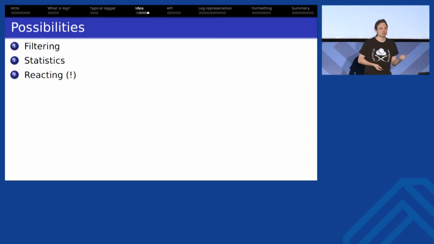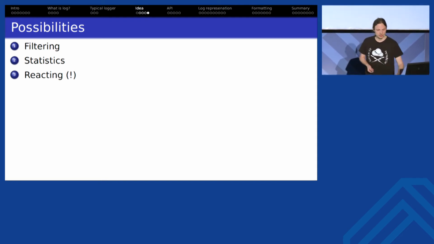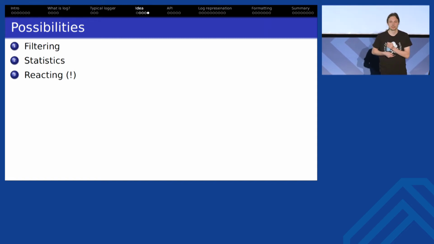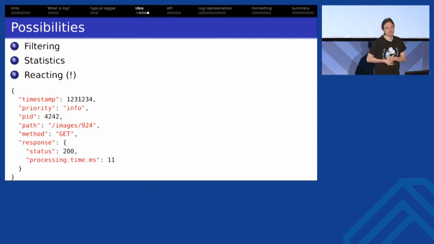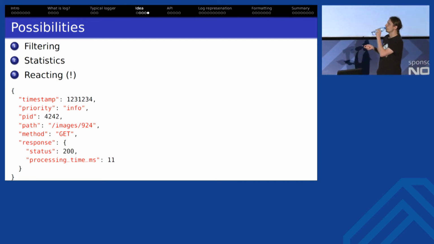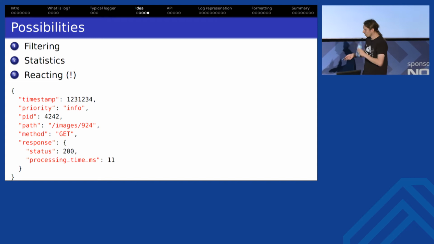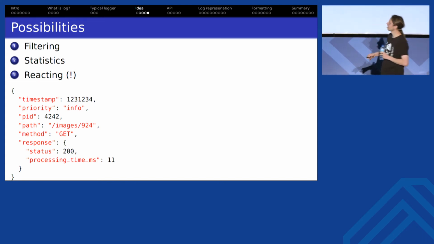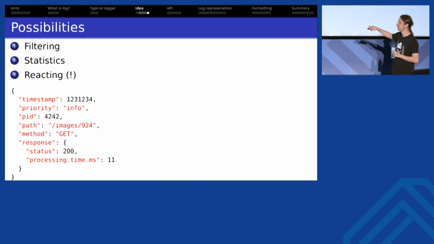First of all, we can do filtering. When we do filtering, we can also do statistics. So we can actually select certain logs and print them. And based on that, we can react. So for instance, let's say that we have an HTTP log that would look something like this. There are some basic pieces of information about the query that has arrived, and at the very end we have a processing time in milliseconds.